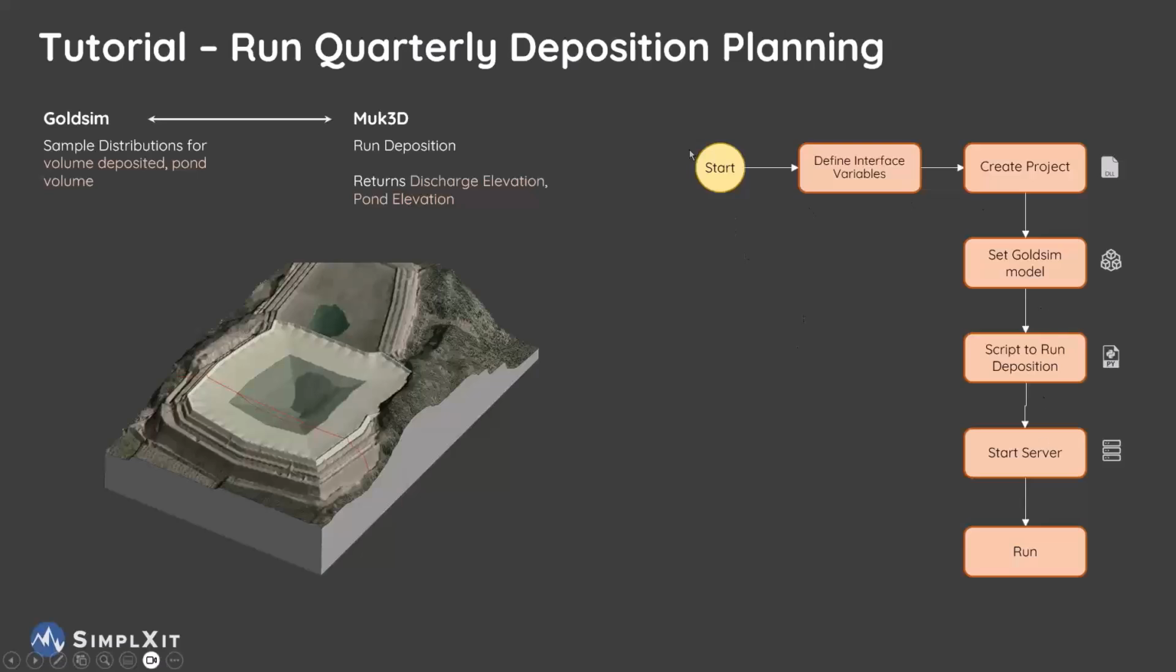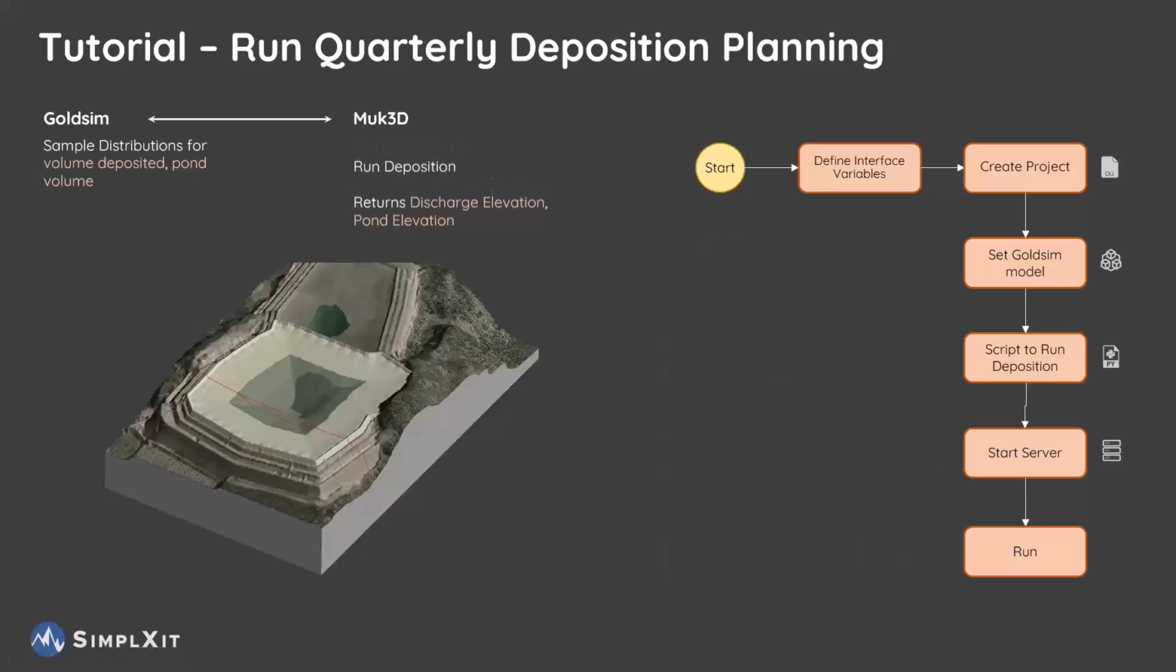So the steps will go like this. We'll define the variables, all those variables that we have here in salmon color. Then we'll create the project, which will create the DLL, which allows us to communicate between GoldSim and Muk3D. Then we'll set up our GoldSim model. We'll set up the script in Python that lines up all the various commands that need to run in Muk3D. We'll start the server and run that model.